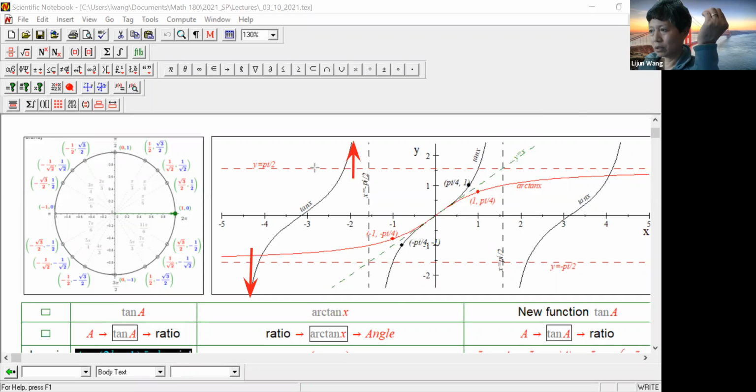Now, we have a red curve and a red broken line. The red curve is, of course, arctangent. Domain is all real numbers.